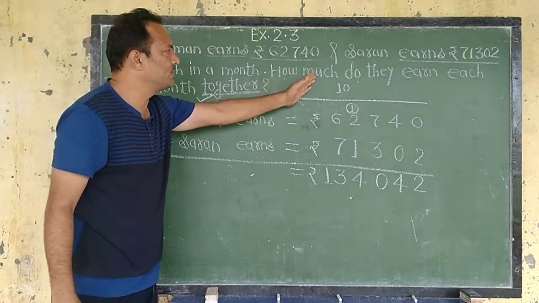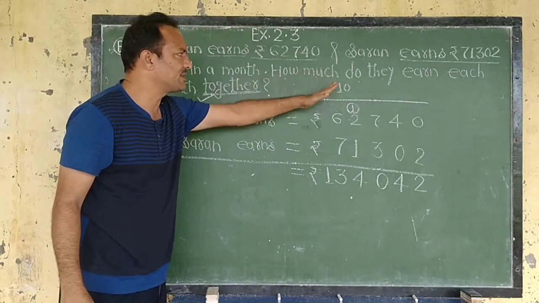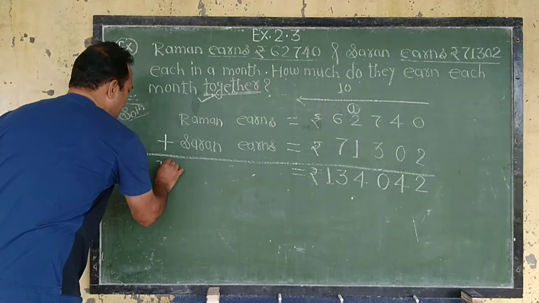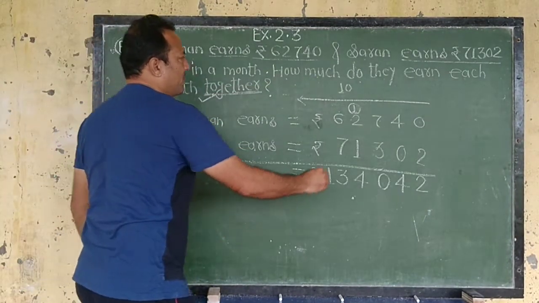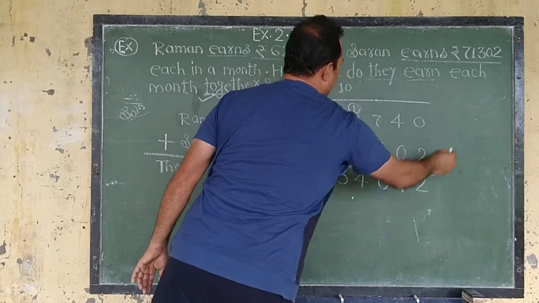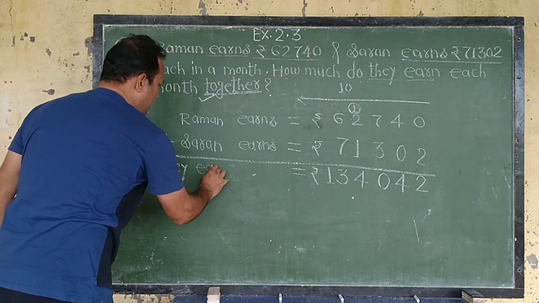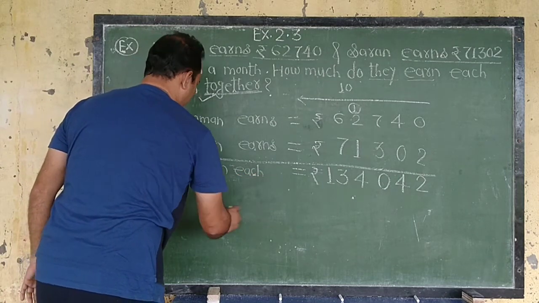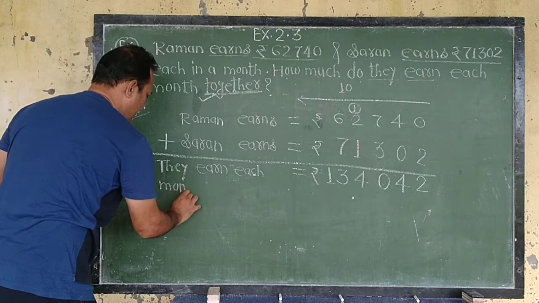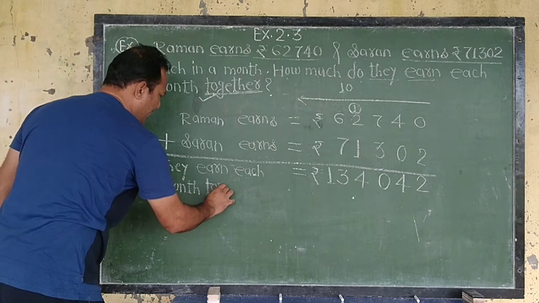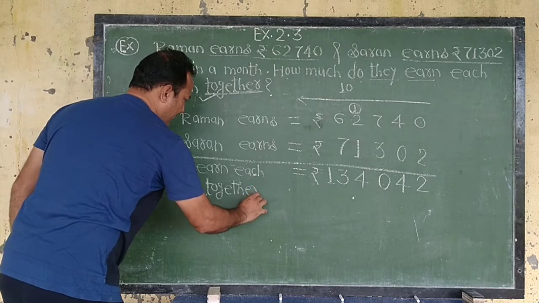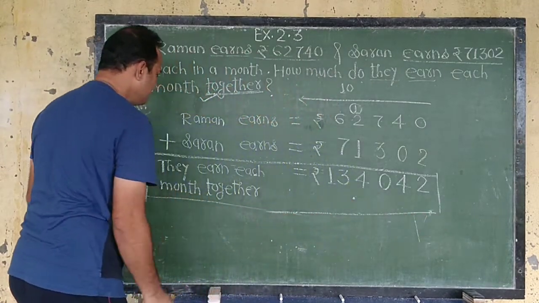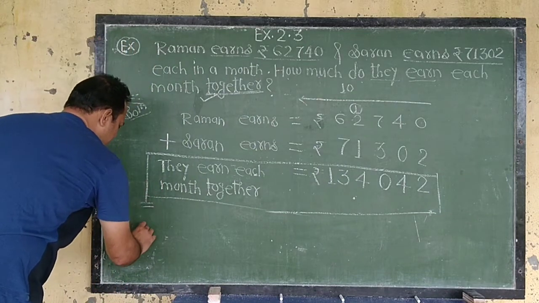Now how much do they earn? Okay, how much do, this is the question mark. Then how do we write the answer? Then write here, they. Start to write leaving the question mark. They earn each month together. Make the box over this one properly. Leave one line space and again write thus.